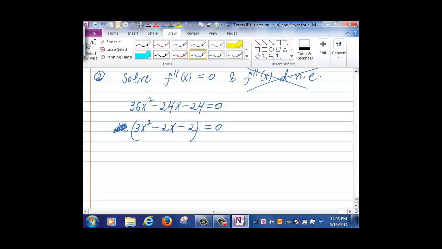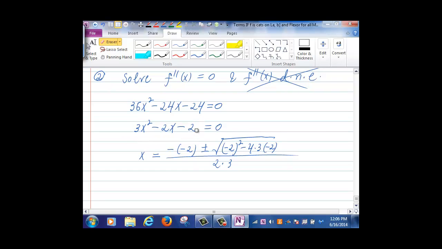So you just have to apply the quadratic formula, okay? If you apply the quadratic formula, what do I get? Negative of negative 2, because that's the coefficient of x, plus or minus the square root of negative 2 squared minus 4 times 3 times negative 2, divided by 2 times 3, right? Are you guys okay with what I wrote?